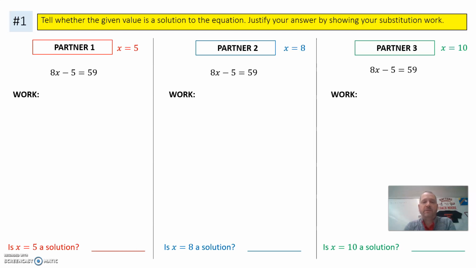So for example, on the screen, if I was partner number 2, I would look here and it says x equals 8, and I would need to solve for 8x minus 5 equals 59, substituting for x with an 8. I would show my work and decide whether or not it is a solution. If both sides are equal to each other, then it is a solution. If not, then they are not a solution. So with your partners, you'll fill out your worksheet. You're going to go to the 7 different stations, and you'll complete this task as a group, with each of you solving a different problem at each station based on your number.